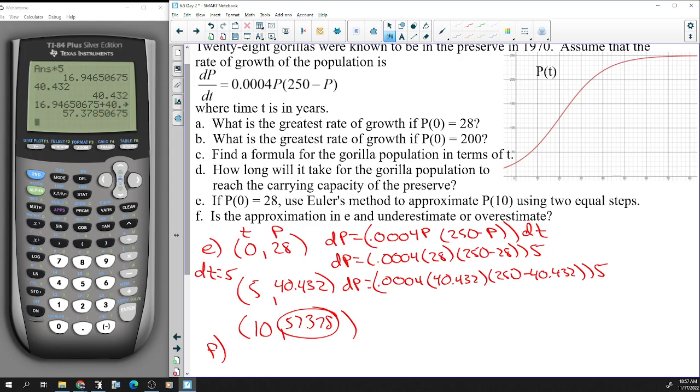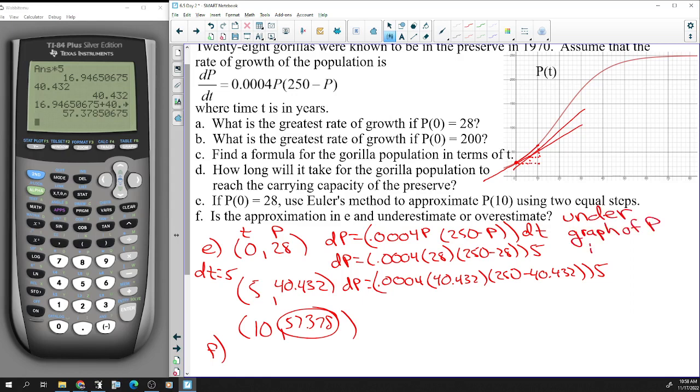But then letter F says, and this is why I gave you the graph, otherwise we didn't use the graph at all. It says, is the approximation in letter E an underestimate or an overestimate? Well, we went from 0 to 10. So we went from here to here. Now that's concave up. So if I'm going to use tangent lines to make an approximation, it's here, and then a tangent line here, and that's where we're sitting right there. Because this is concave up, all the tangent lines will lie below. So this is an underestimate. Why?